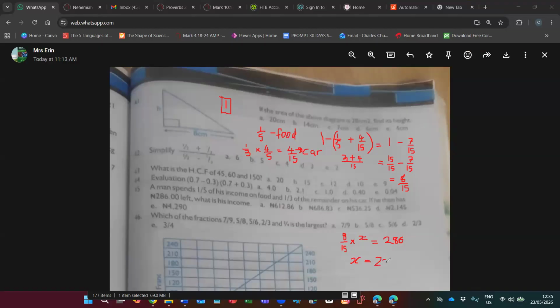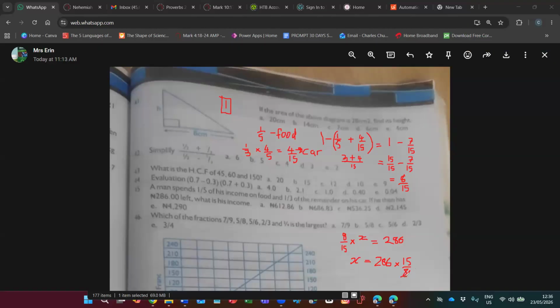So 286 times 15/8. I don't want to even waste time saying divide both sides and doing another division sign. So what will happen? Can 8 go into this? Let's just try 8 in 28. 8 in 28 is what? It is 3 remainder 4. Okay, no. So we can't use 8.